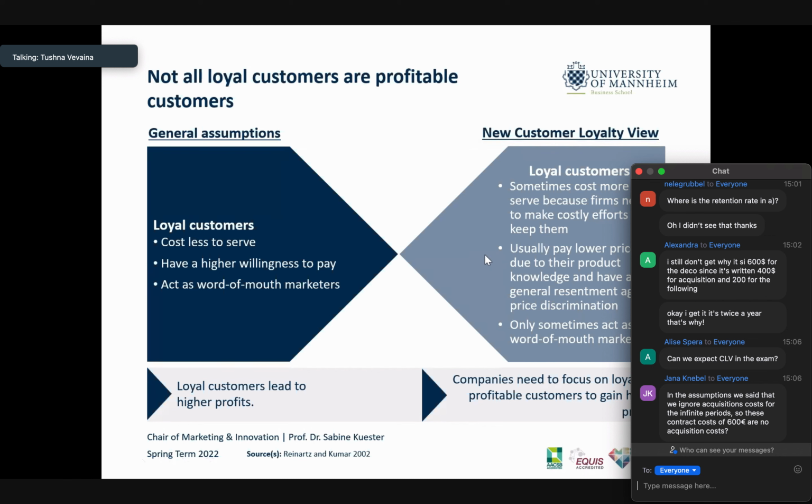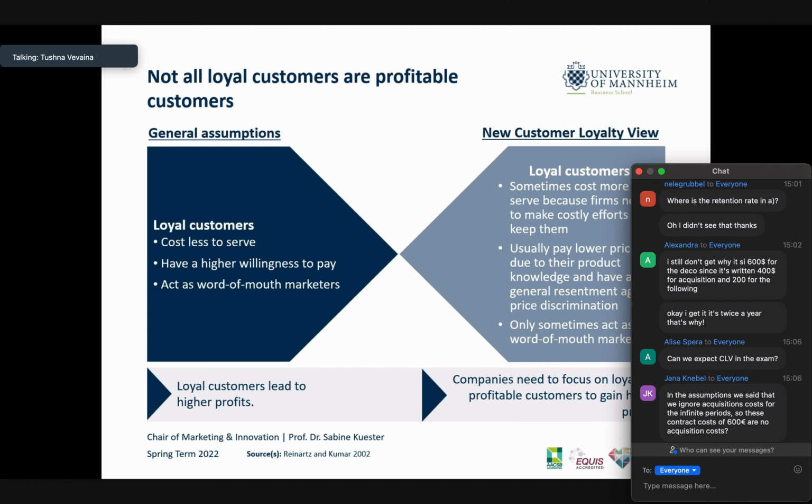But your new view is that sometimes it costs more to serve even non-loyal customers or loyal customers, and sometimes your loyal customers are not worth serving because it actually costs more to serve them by just keeping them as customers than to let them go. And at the same time, sometimes they just act as only word of mouth customers.